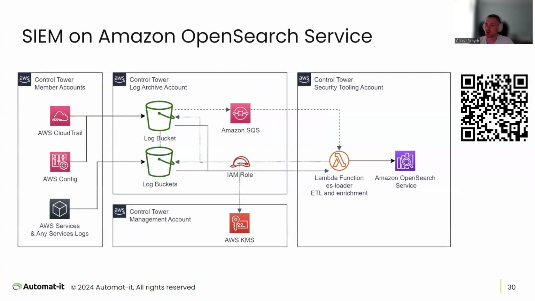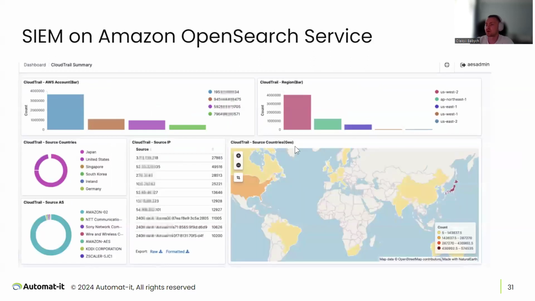OpenSearch cluster is the core here, and we also have a set of Lambda functions which will normalize and convert logs of different formats to the formats that are acceptable by OpenSearch. And this solution also provides built-in dashboards. And here are a couple of examples of how it looks.